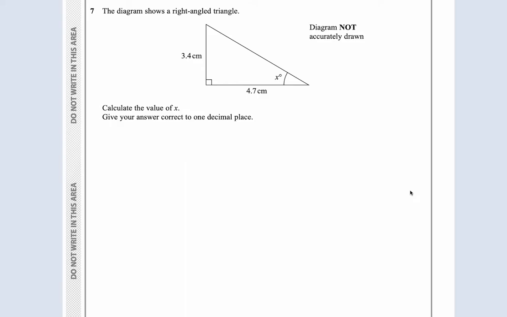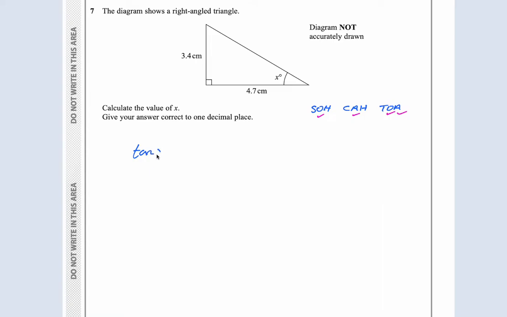Question 7. Right angle triangle. Calculate the value of x. Give your answer to 1 decimal place. Right, a very straightforward SOHCAHTOA question. If you want to write out SOHCAHTOA, I have the opposite, tick, tick. I have the adjacent, tick, tick. Which of these 3 has the 2 ticks? It's TOA. So I'm going to use tan.